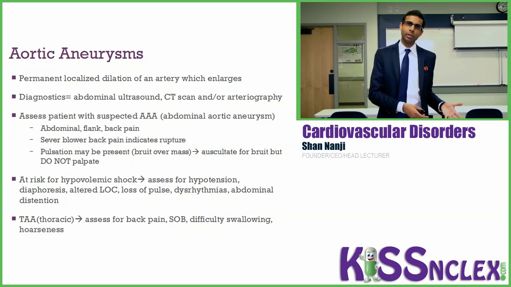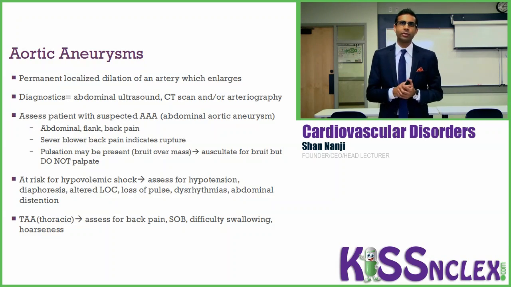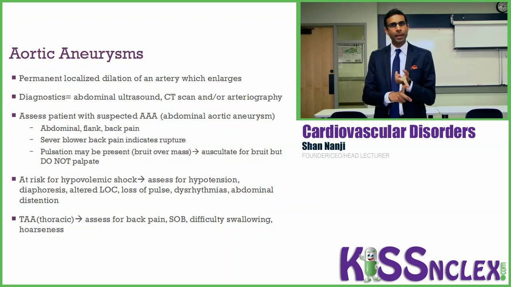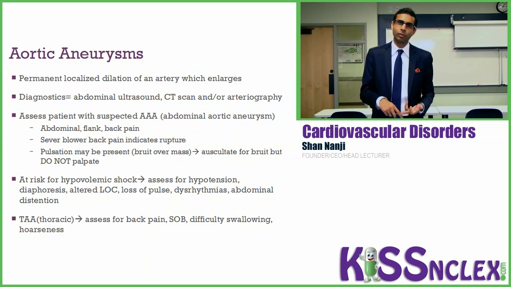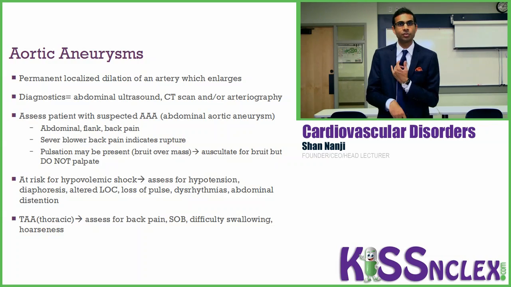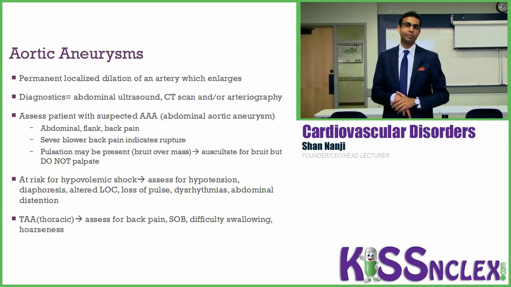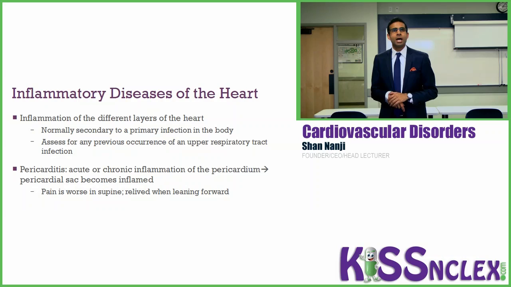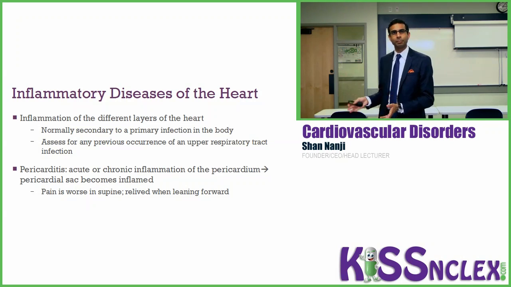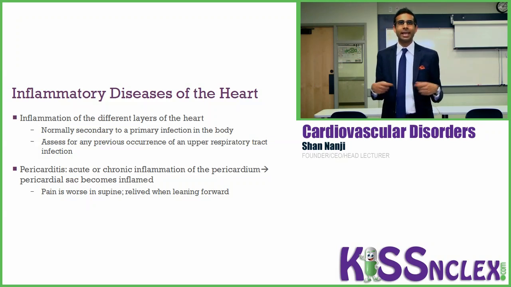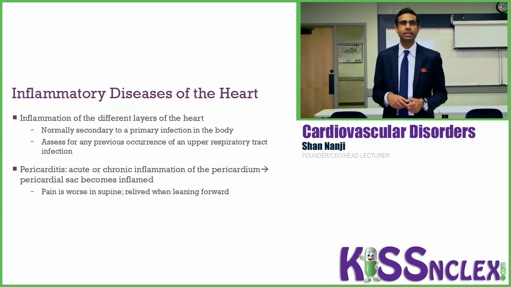If it's not an abdominal aortic aneurysm, if it's a thoracic aortic aneurysm, you want to assess them once again for back pain, but now it's in your chest area, right? So you're going to assess them also for difficulty breathing, shortness of breath, difficulty swallowing, as well as hoarseness of their voice, okay? Let's talk about some inflammatory diseases of the heart. Remember, all these are your itis, like pericarditis, endocarditis, myocarditis.